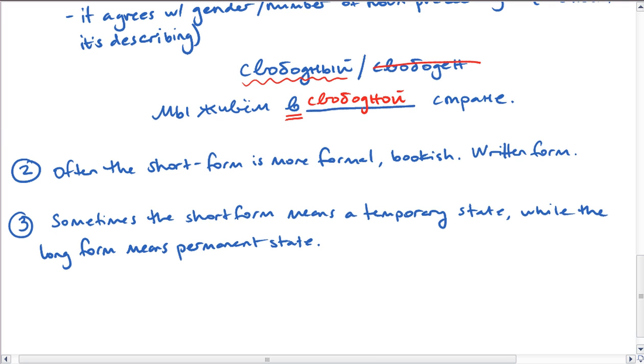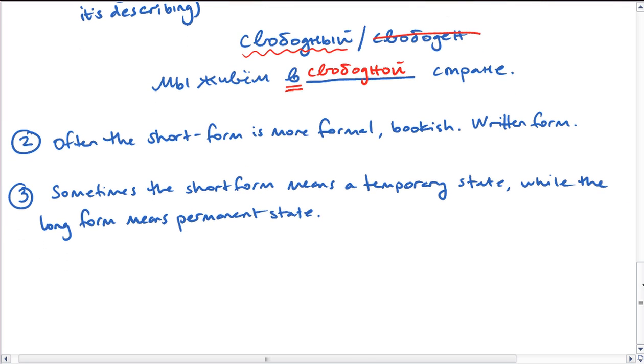So let's look at some examples. Он такой здоровый. He's so healthy. He's such a strong, healthy individual in general, right? Like in his childhood, as a young man, as an older gentleman, he's just a healthy dude. So this is a permanent state, right? We're describing his person.